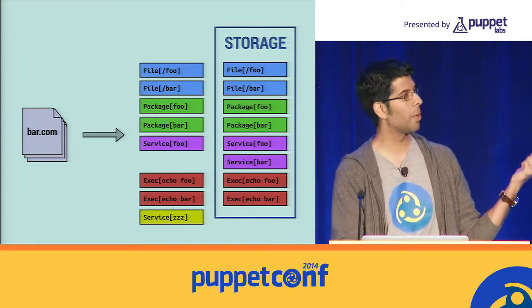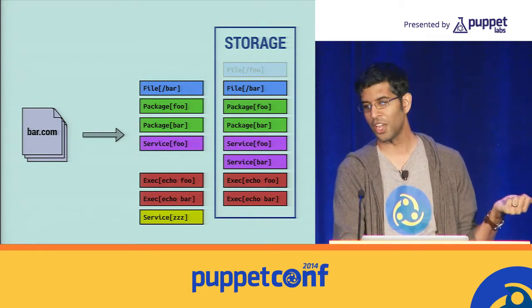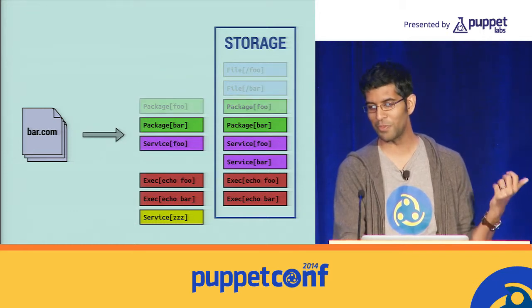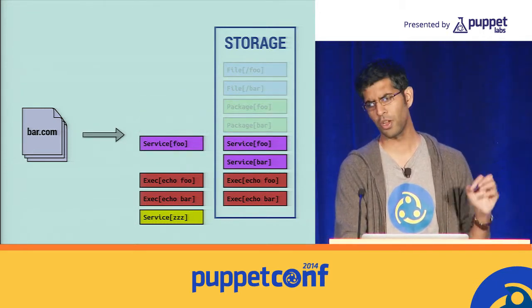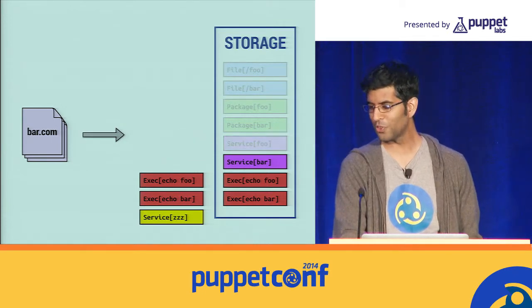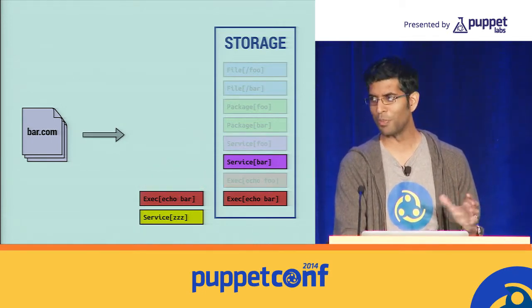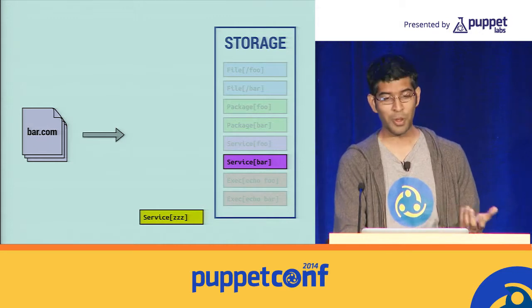So here we can see that a number of things match up, right? OK, those files are definitely the same. These packages are the same. They're the same because they're the same color. These services are the same. Something's going on with bar, but so basically we end up with 2.